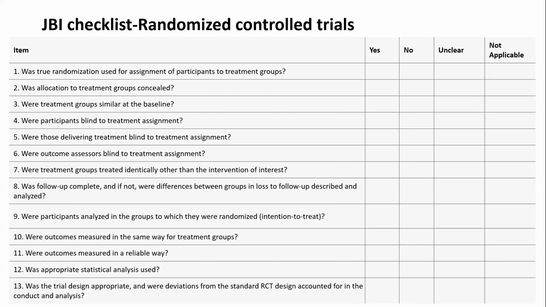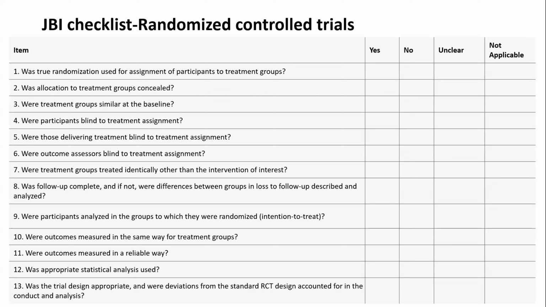Then, was allocation to treatment groups concealed? Were treatment groups similar at the baseline? That means whether the intervention and control groups were similar at the baseline. Were participants blind to treatment assignment? Because we know that blinding plays an important role in randomized controlled trials.